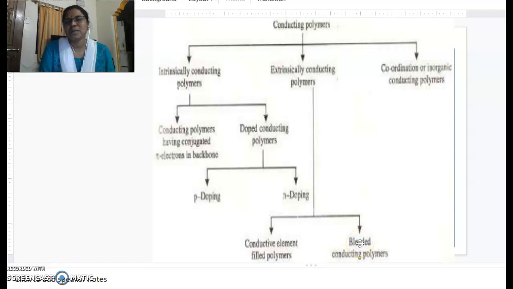So why should you choose pyrrole? As I have explained in the case of intrinsic, apart from alternating double bonds, nitrogen has a lone pair of electrons. So they also participate in the resonating structures. Hence it enhances the conducting properties. So that is about the blended conductive polymers. These are about the external, and those are about the internal.